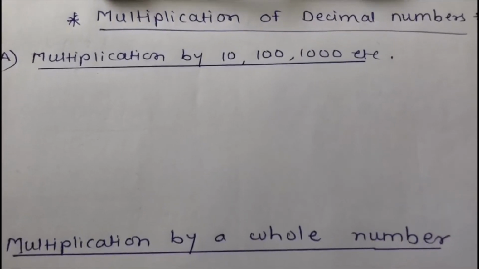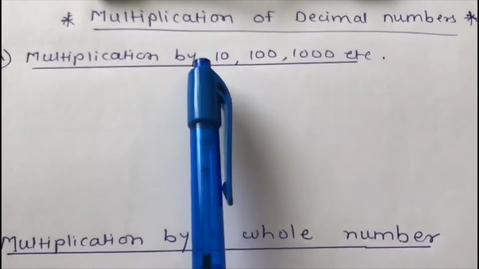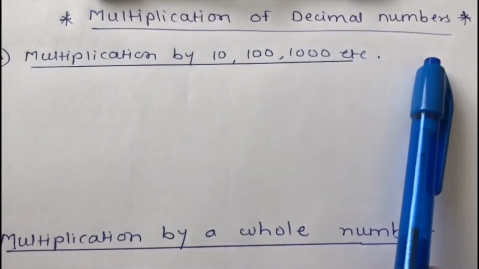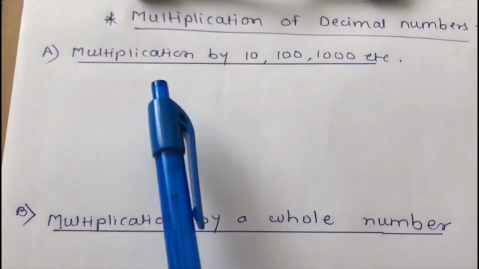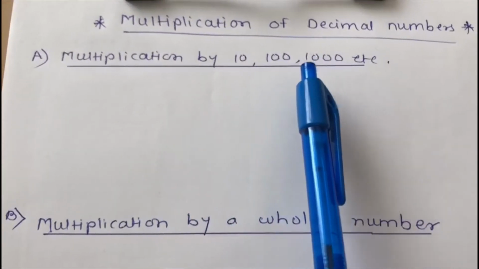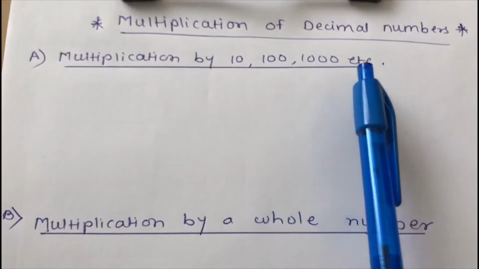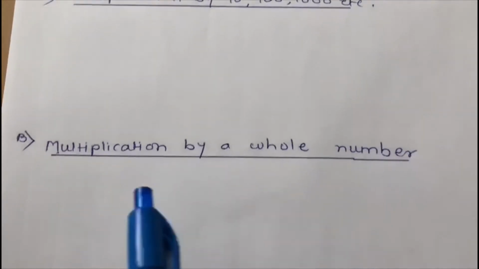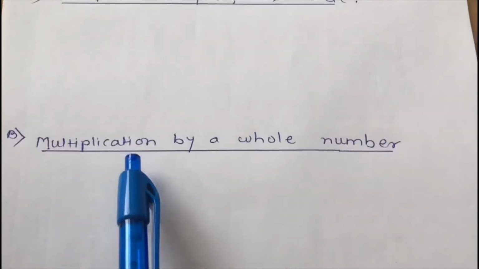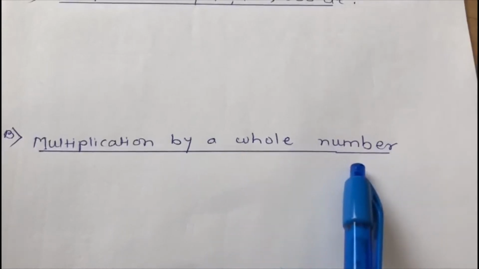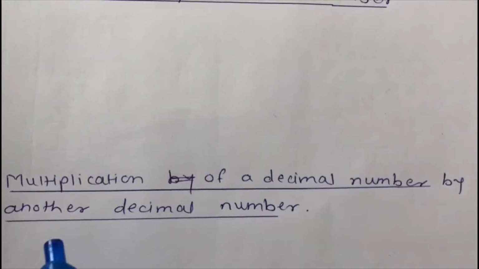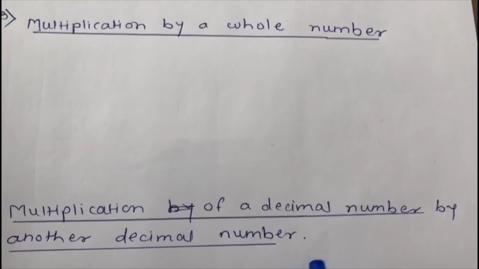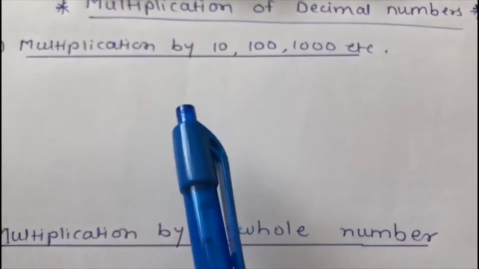Hello friends, today in this video we are going to learn about multiplication of decimal numbers. Here I have written three types. First one is multiplication by 10, 100, 1000 and so on. Second one is multiplication of a decimal number by a whole number. And third one is multiplication of a decimal number by another decimal number. Let's get started. We'll see one by one.